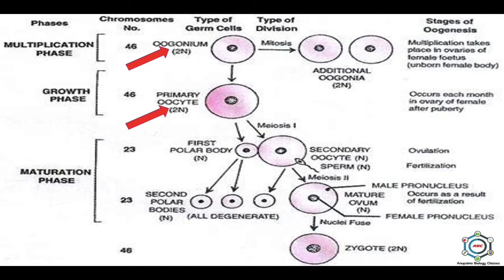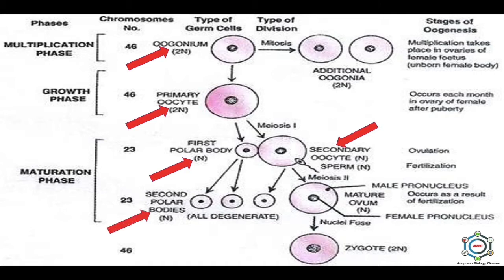Now, the growth phase of the primary oocyte is very long, extending over many years. Its cytoplasm increases and the nucleus enlarges after puberty. In maturation phase, the primary oocyte after growth enters into the first meiotic division to produce two daughter cells. This is an unequal division where one daughter cell is extremely small and the other is large, as large as the primary oocyte. Here, the small cell is called the first polar body and the large cell is called the secondary oocyte. Both are haploid structures.